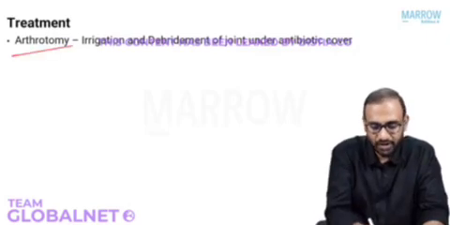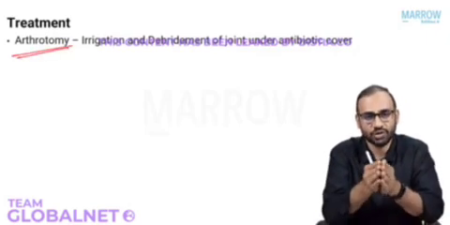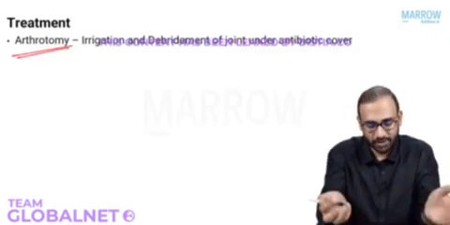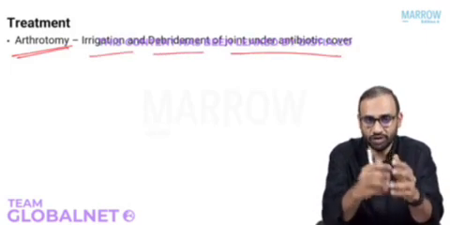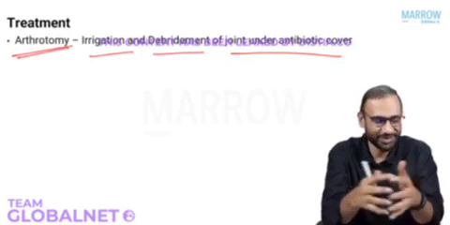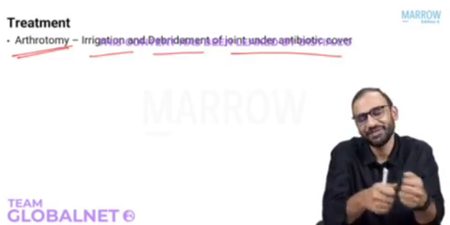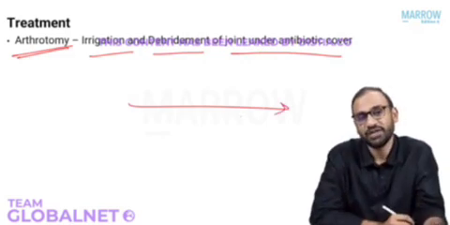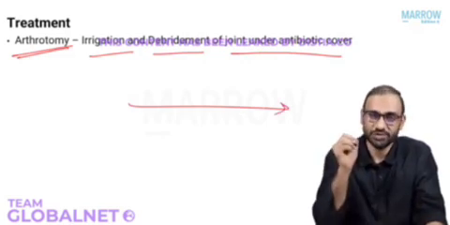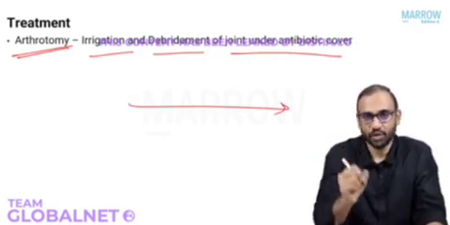The best way to do it is by an arthrotomy. Arthro means joint, otomy means opening. Open the joint, wash it, and remove the contents of the joint, not the joint, that is the pus, under antibiotic cover. And I will tell you why you need to do it ASAP, because if you don't do it in time, you will end up destroying the joint.